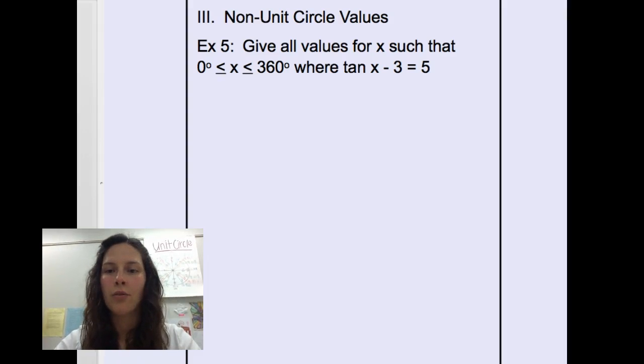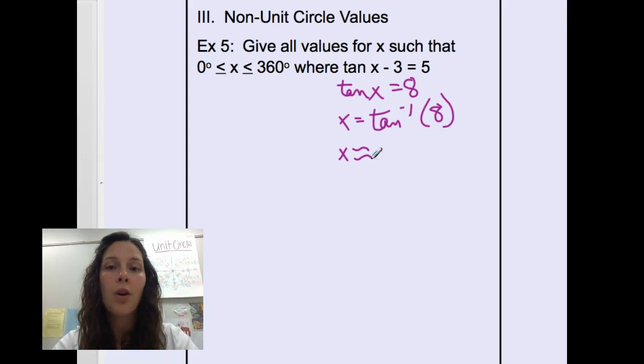Next, we're going to see what happens when the values are not on the unit circle. How do we solve those? So we're going to start again adding that 3 to both sides. So we have where is tangent equal to 8? Well, 8 is not one of our unit circle values. We're looking at degrees, so we make sure our calculator is in degree mode, and we type in the tangent inverse of 8.